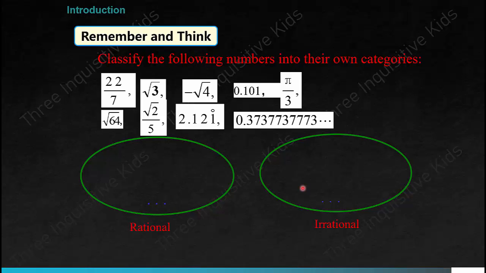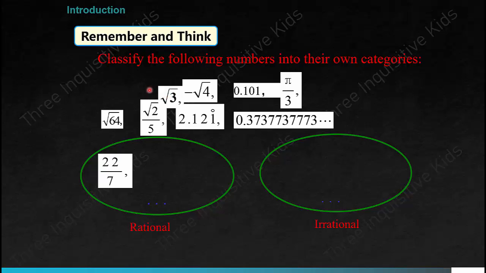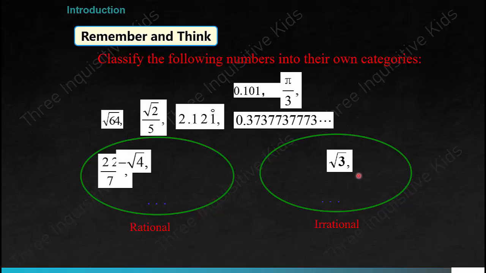So remember and think. Classify the following numbers into their own categories. Over here you are given 8 numbers and you have to classify them into rational or irrational. Okay. So for the first one, it has to be rational because it's already written in fraction form. A rational number's rule is if it can be written in a fraction form. This is not a perfect square. 3 is not a perfect square, so it's irrational.